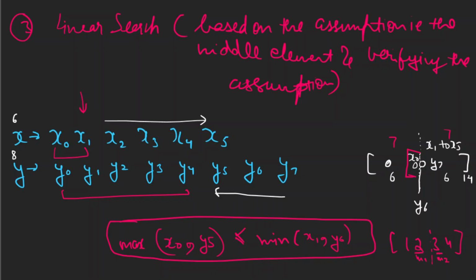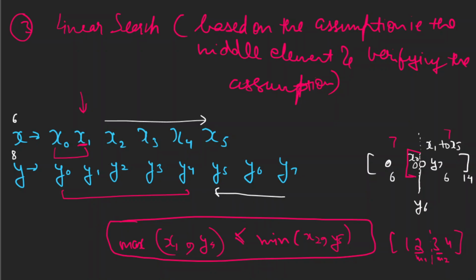In this case, the maximum of x in the first part will be x1, and the maximum of y will be y4. For the minimum value of the second subarray, x will be x2, and for y the minimum value will be y5. If this condition is satisfied, then we will say it's right.